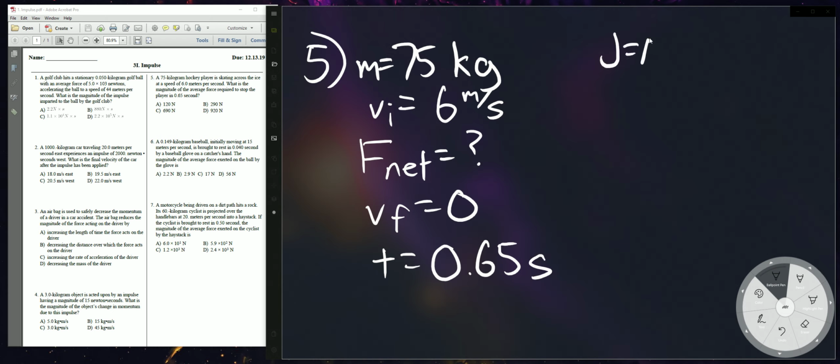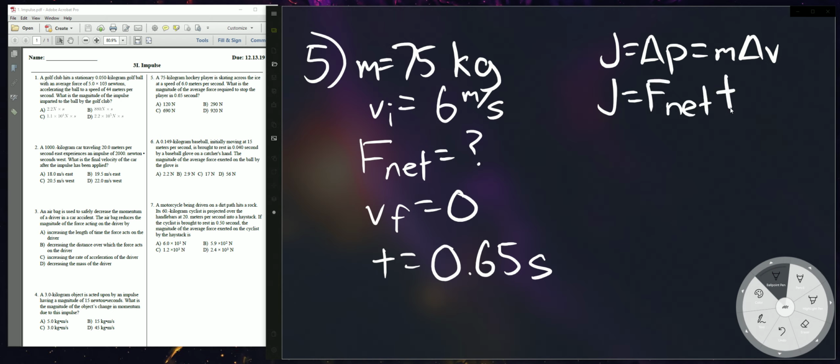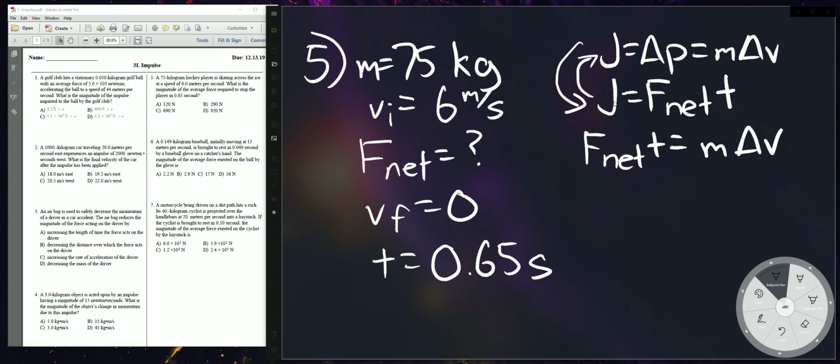So you know J is delta P, which is m delta V, and you know in the reference table, J is also equal to this, which means we can do this, because I'm just equating J. My F net is what? That's what we're going to find out.